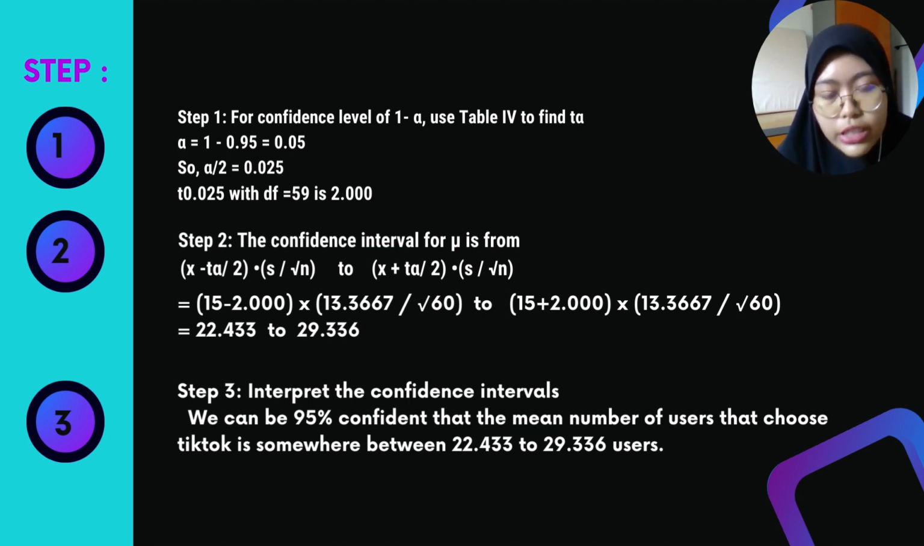Next, to find the confidence interval for the mean, we have to use this formula: observed mean minus t alpha over 2 times sample standard deviation over square root of n, to observed mean plus t alpha over 2 times sample standard deviation over square root of n. So we will get the answer 22.433 to 29.336. So the next step, we have to interpret the confidence interval. We can be 95% confident that the mean number of users that choose TikTok is somewhere between 22.433 and 29.336 users.